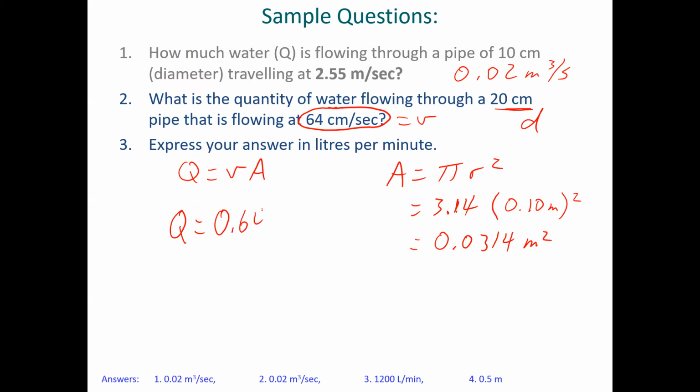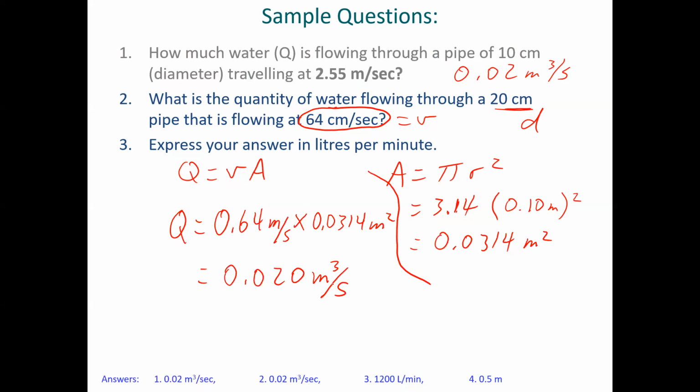So 0.64 meters per second times 0.0314 meters squared. And I'll just separate that out. Okay. Now punch that into my calculator, 0.64, and I get 0.020 cubic meters per second. Okay, so notice, like I said, we have a larger pipe. The water is going through a lot slower, but in terms of the math, it's actually the same amount of water, Q for quantity, right?